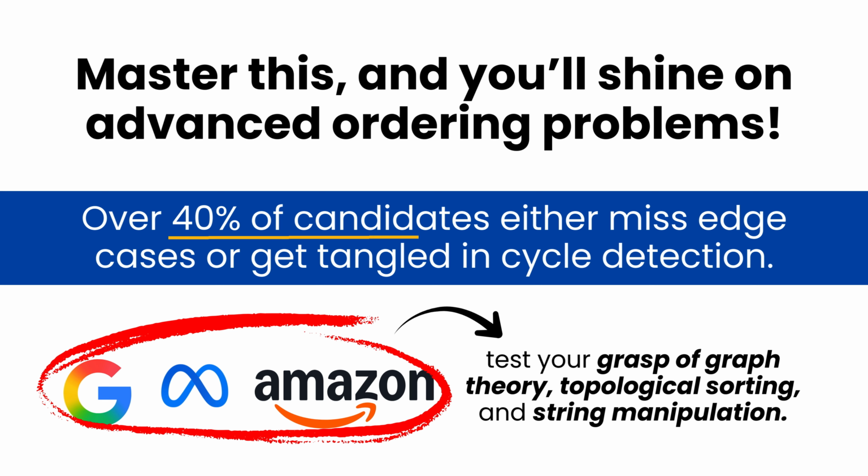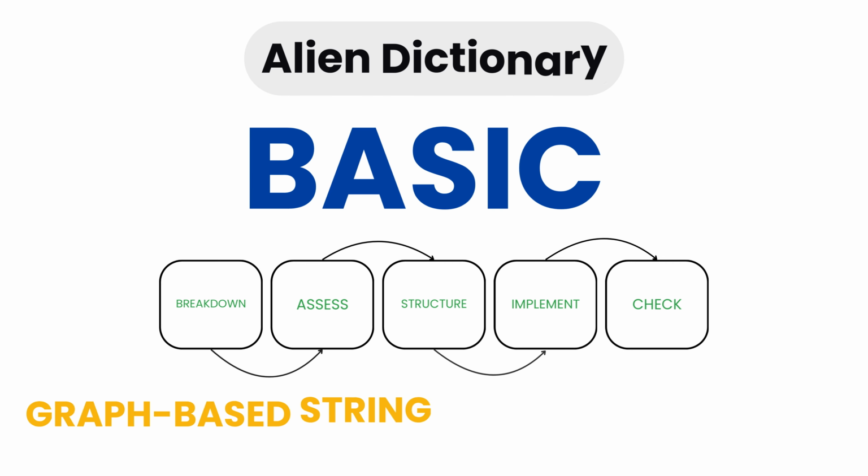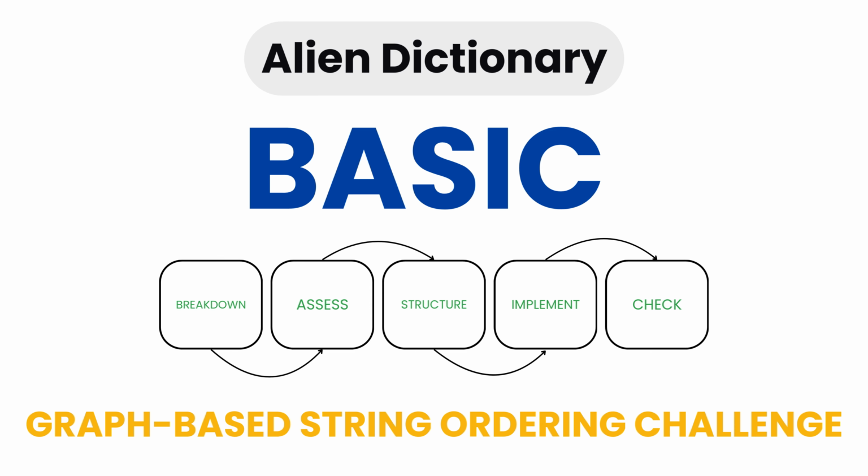Over 40% of candidates either miss edge cases or get tangled in cycle detection. Master this, and you'll shine on advanced ordering problems. Let's break down Alien Dictionary using the basic method, giving you a foolproof plan for any graph-based string ordering challenge.